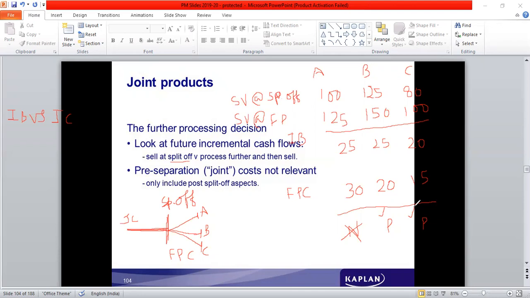But if they see that the additional incremental costs are less than what benefit they would be getting after processing it further, then they should go ahead and process it further and sell it after further processing. So this is one example with imaginary figures. From this example, we can understand that product A should not be processed further, whereas B and C should be processed further so that they can be benefited better.